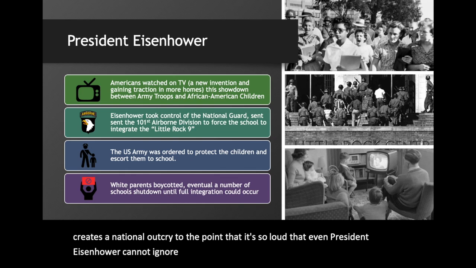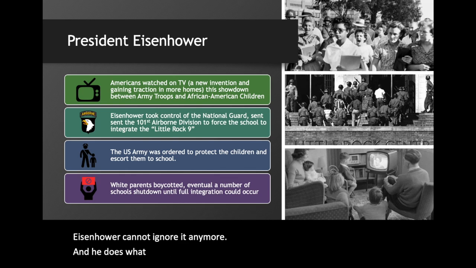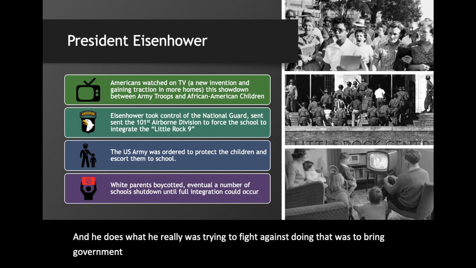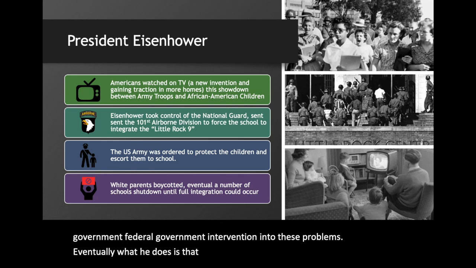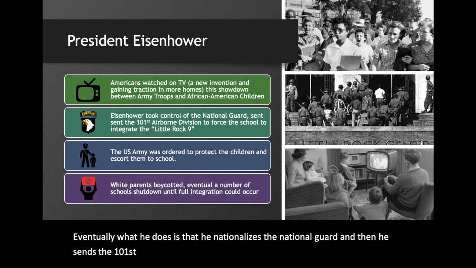anymore. And he does what he really was trying to fight against doing. That was to bring federal government intervention into these problems. Eventually what he does is that he nationalizes the National Guard, and then he sends the 101st Airborne down to desegregate Little Rock High School. And he protects what are known as the Little Rock Nine.